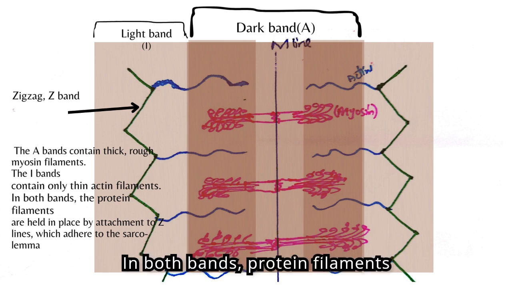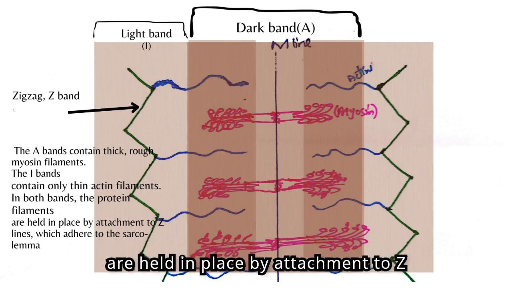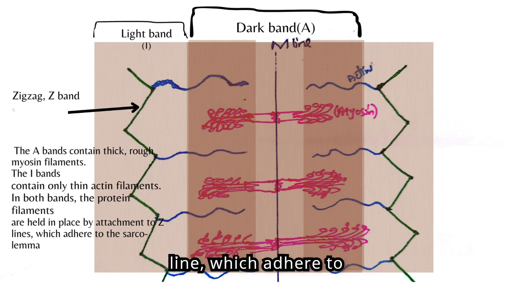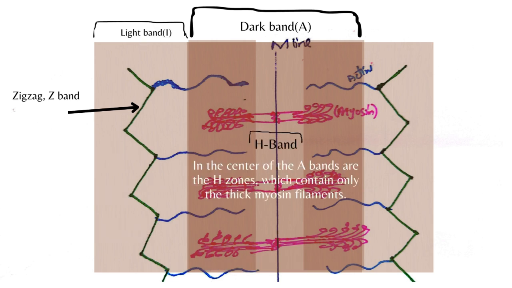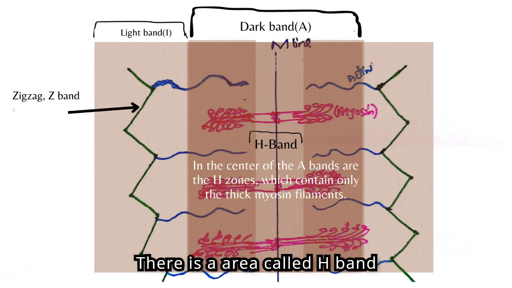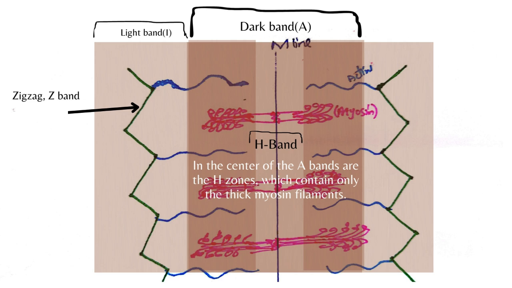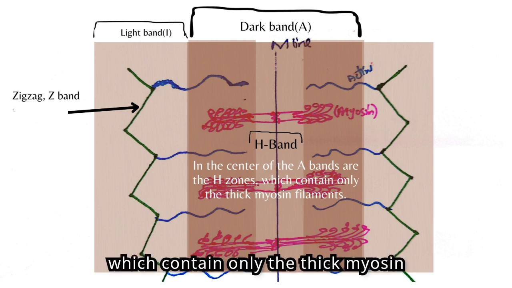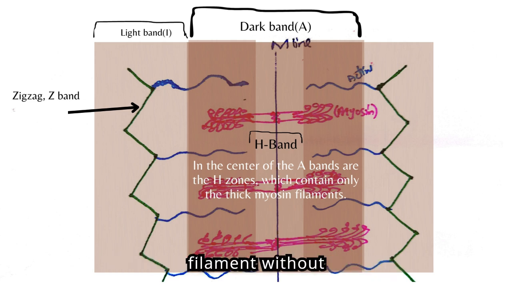In both bands, protein filaments are held in place by attachment to Z-line, which adhere to sarcolemma. There is an area called H band in the center of the A bands, which contain only the thick myosin filament without overlapping with the actin.